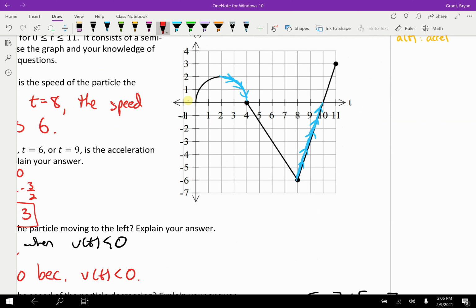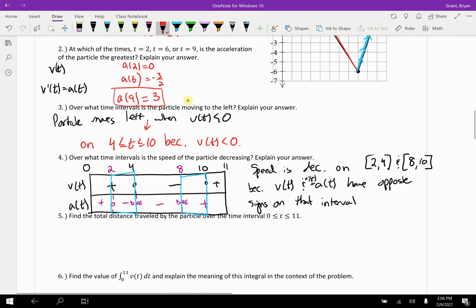On all 3 other intervals, the graph is going away from the x-axis. And if you're going away from the x-axis, that's an indication your speed is increasing. Going towards the x-axis is decreasing. But I think it's much easier to talk about the opposite signs than discussing where the graph is approaching the axis and why that means our speed is increasing or decreasing.